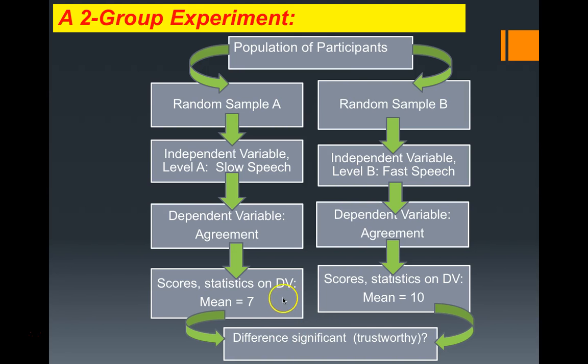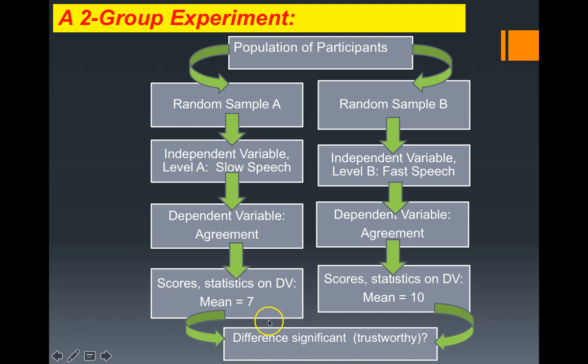So let's say we do the test, and we get a significant difference. The difference is significant. This is more agreement statistically than this. What does that mean? It doesn't mean it's a big effect. It doesn't mean it's necessarily an important effect. What it means is that it's a trustworthy result. It's a reliable result, one that we can trust is not just a chance fluctuation.